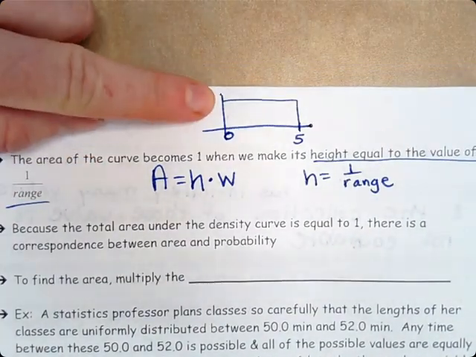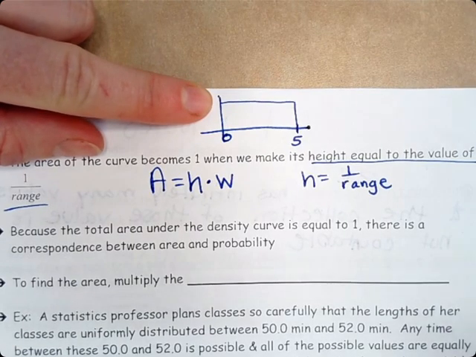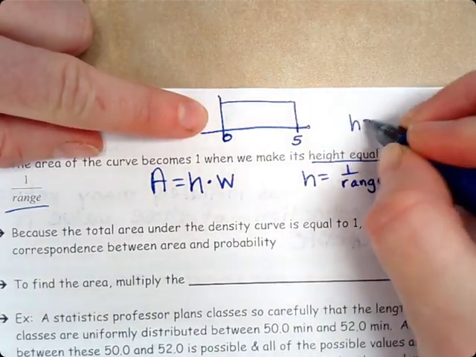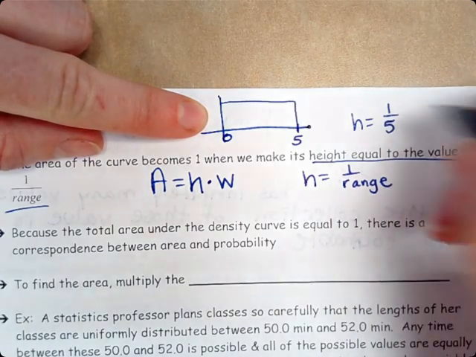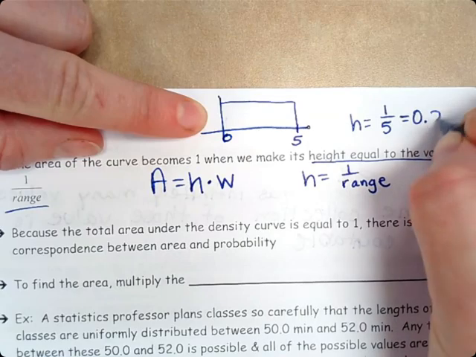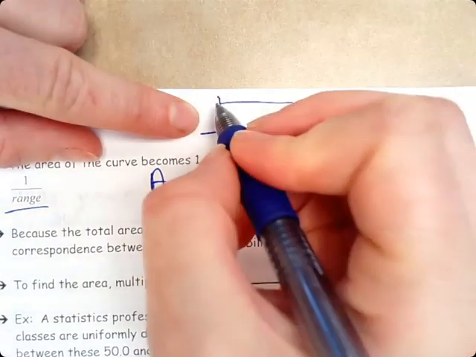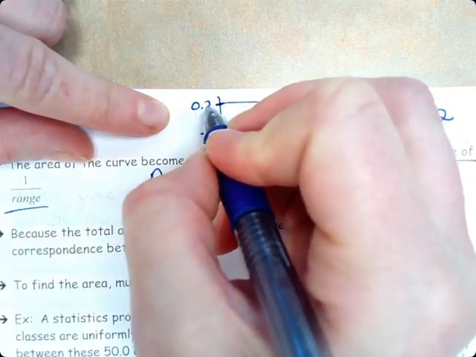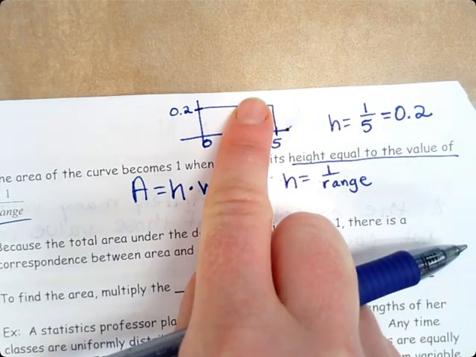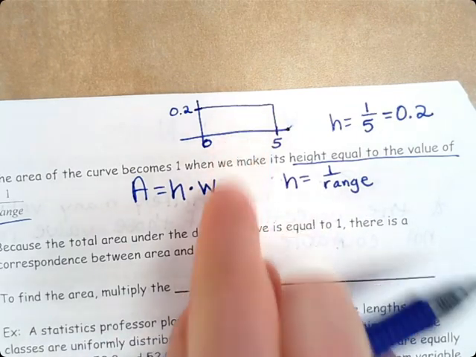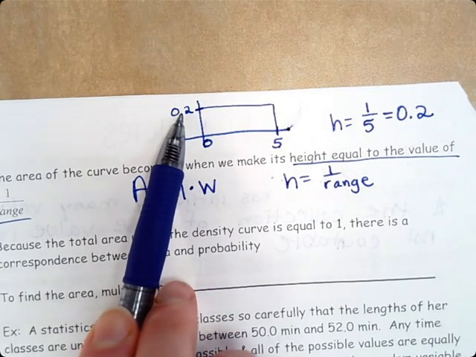So I want to find the height, which in this case is probability. So the height equals 1 over 5, and as a decimal, that's just 0.2. All right, so it goes all the way up to 0.2. So the area of this, the area of the probability, you know how they're interchangeable, is supposed to equal 1. So 5 times 0.2 equals 1.